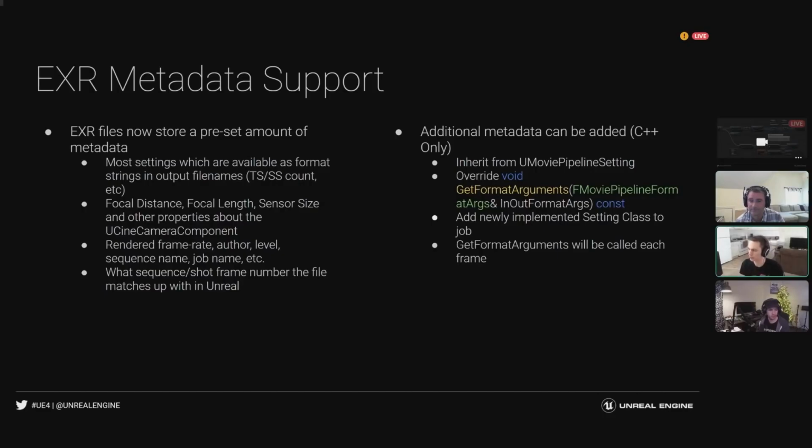Yep, and so as Andy mentioned, you can add your own C++. Really, you only need to override one function, and it's just going to be called every frame, and it's going to say what are the key values that you want to add to the EXR. So it's pretty straightforward to use. Again, we ship with a lot of default information. Particularly of interest is things like focal distance, focal length, and sensor size, and these are useful for some of the things that you can do in post-production.